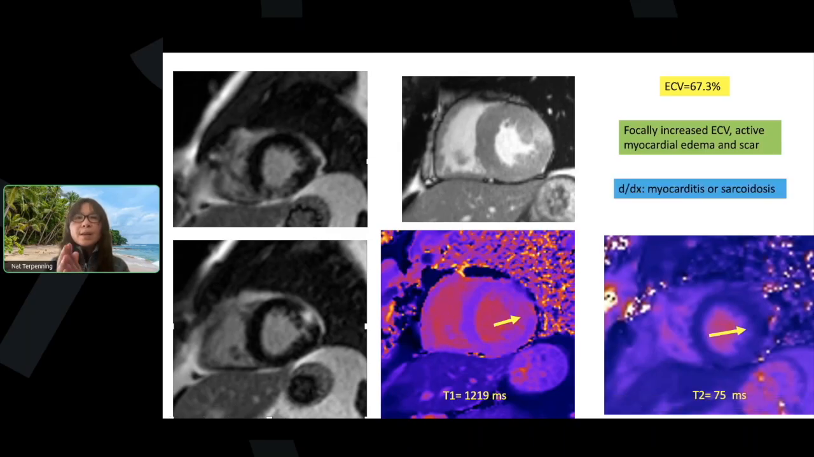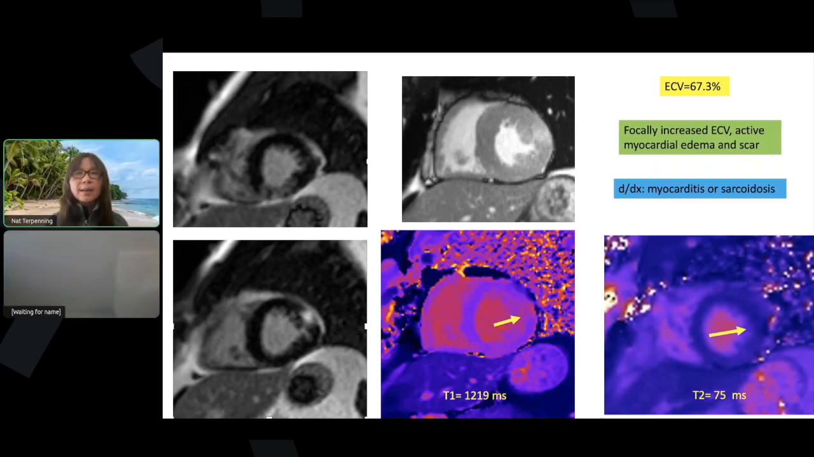If we don't count clinical context here, the differential diagnosis is going to be myocarditis or sarcoid. With the clinical context of this patient, a young man, this turned out to be myocarditis. It's not sarcoid. His lung is fine. Normally sarcoid involves the lung, and then we'd see cardiac fibrosis.